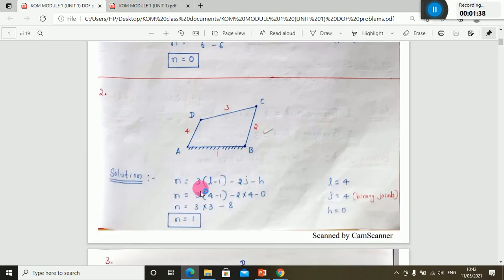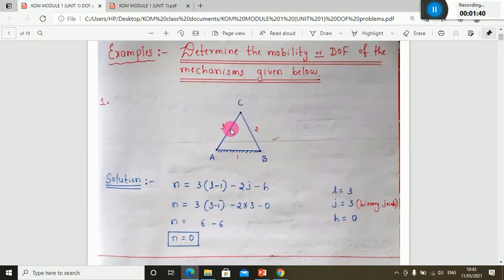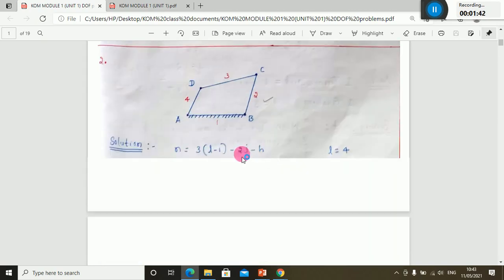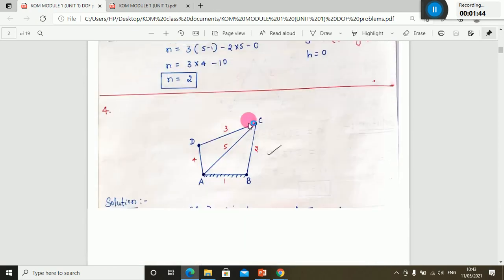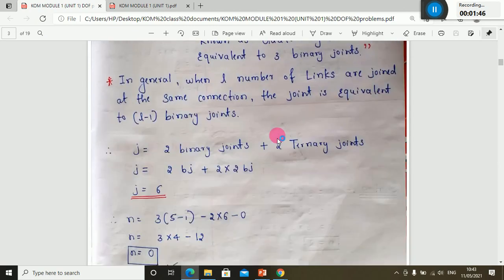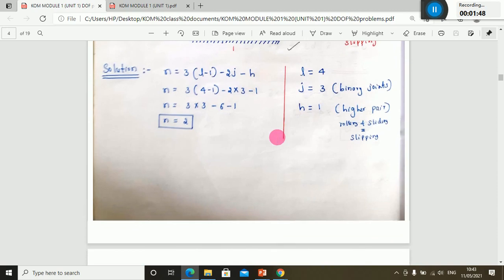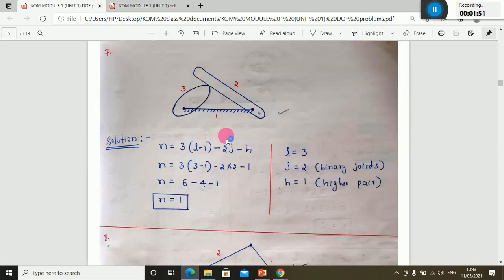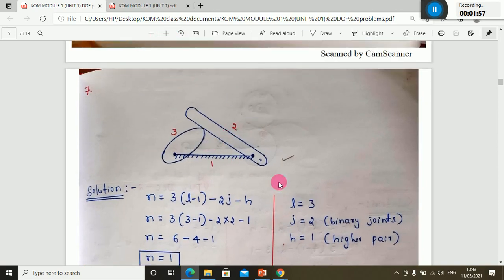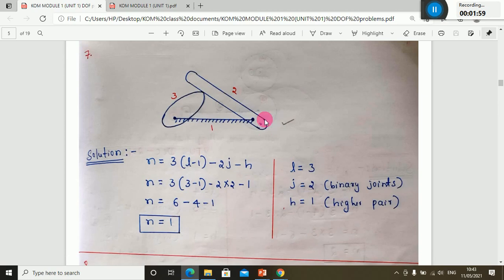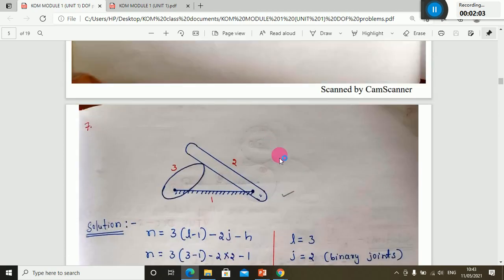We have solved some numericals on a 3-bar chain, and 4-bar chain, and this 5-bar chain. And after that, we'll continue the problems. Please take this one, the 7th one. Whether this is visible, this 7th one. If it is visible, please copy this figure and try to find the degrees of freedom.